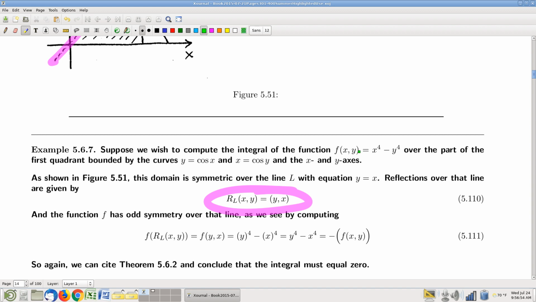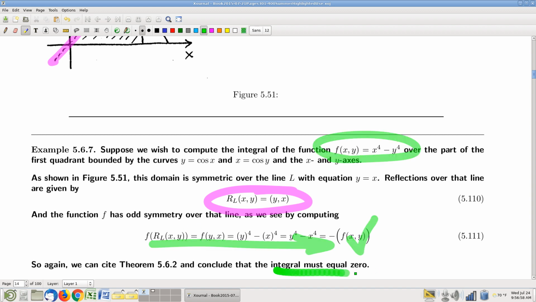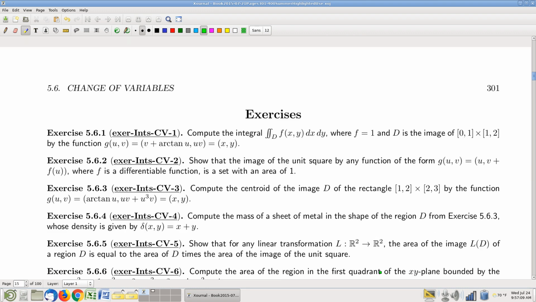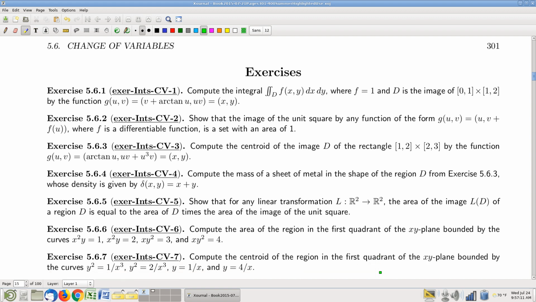You can notice quickly that the function has odd symmetry, and we win. The integral is 0 by symmetry. Now, read through the details, make sure you're good with that. And likewise, another cool argument here, and I want you to take a look at that one as well.